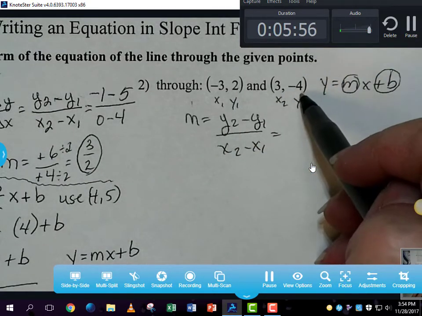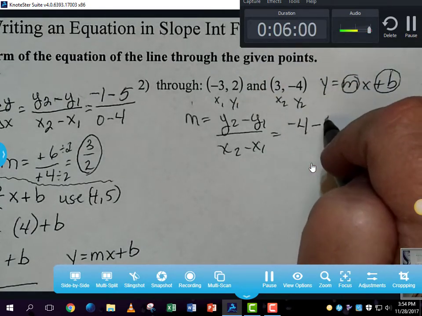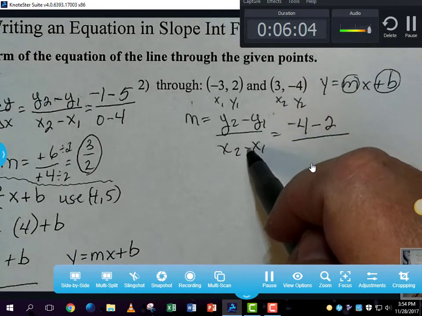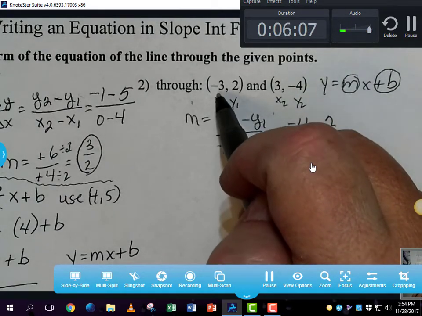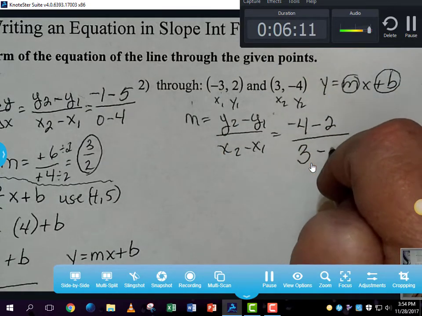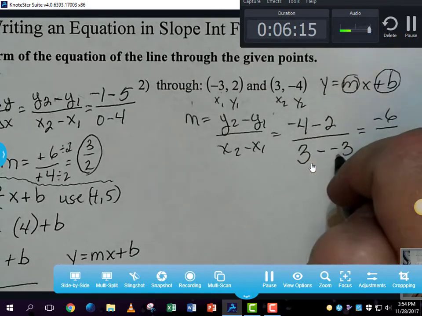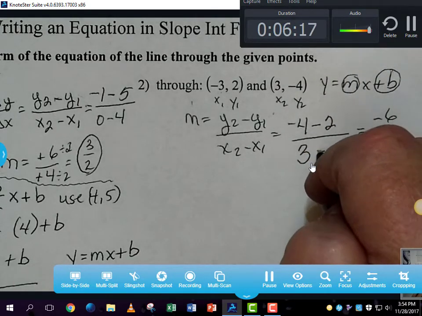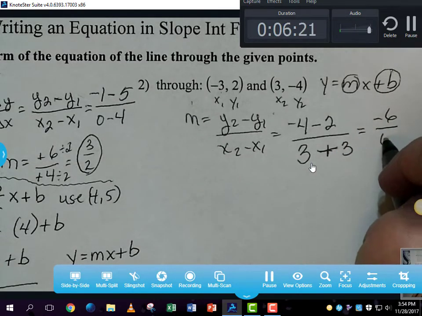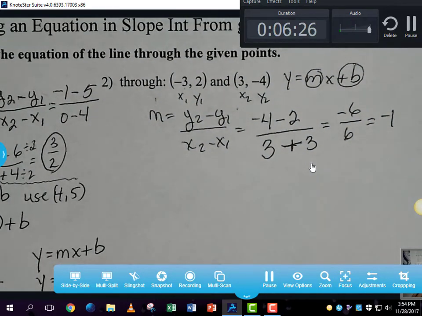I'm going to have y sub 2 minus y sub 1, negative 4 minus 2, divided by 3 minus, from the formula, 3 minus whatever this number is, which is negative 3. 3 minus negative 3. Negative 4 minus 2 is negative 6. 3 minus negative 3, when you subtract a negative, you are really adding the values together. And so the slope is equal to negative 1.